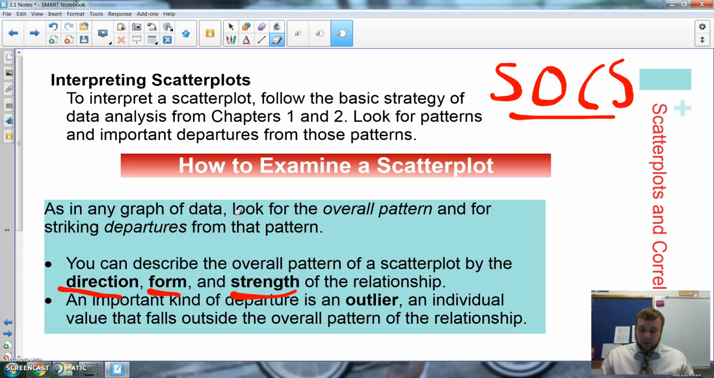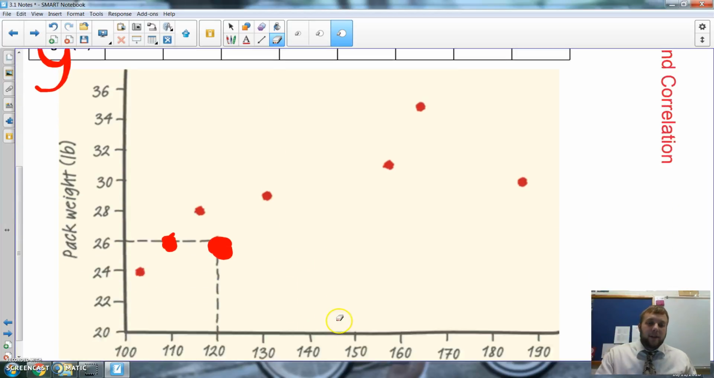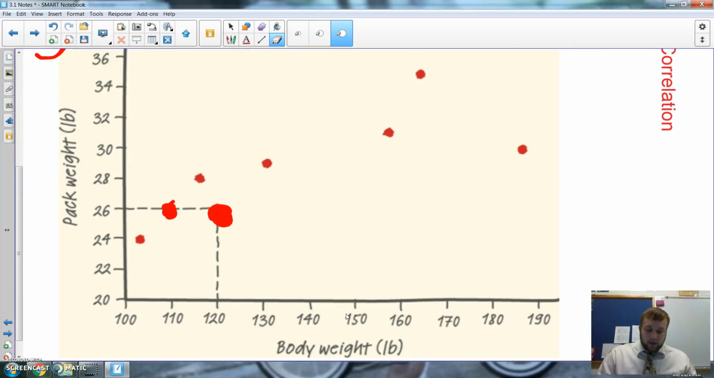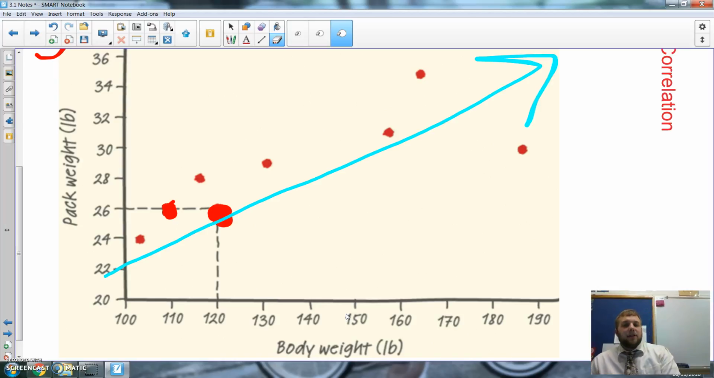I'm going to go back to that previous slide, and we have this here. There does seem to be a pattern here. It does seem to fit like a pattern, kind of like that. First of all, what would be the direction? Well, this certainly seems to be going up as you walk along. Actually, no, for you guys it'd be this way. As you're walking along, you're going up. So I would say direction is positive.